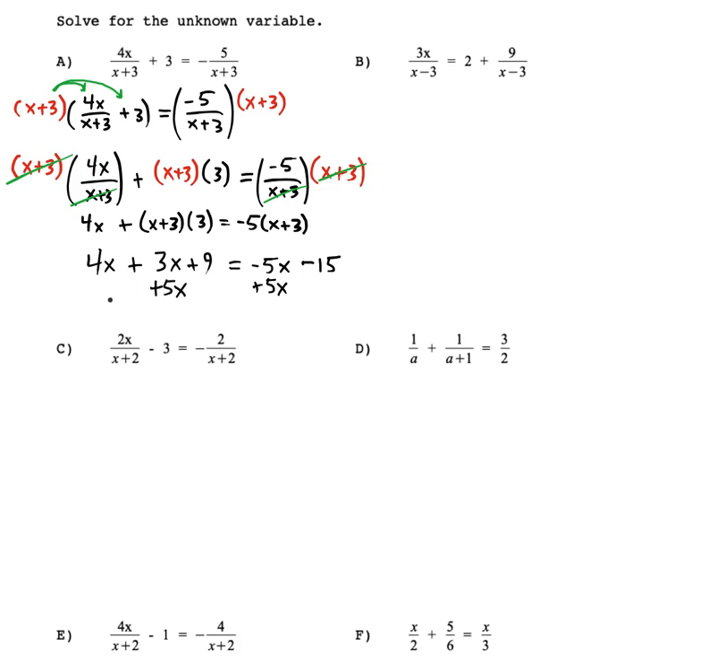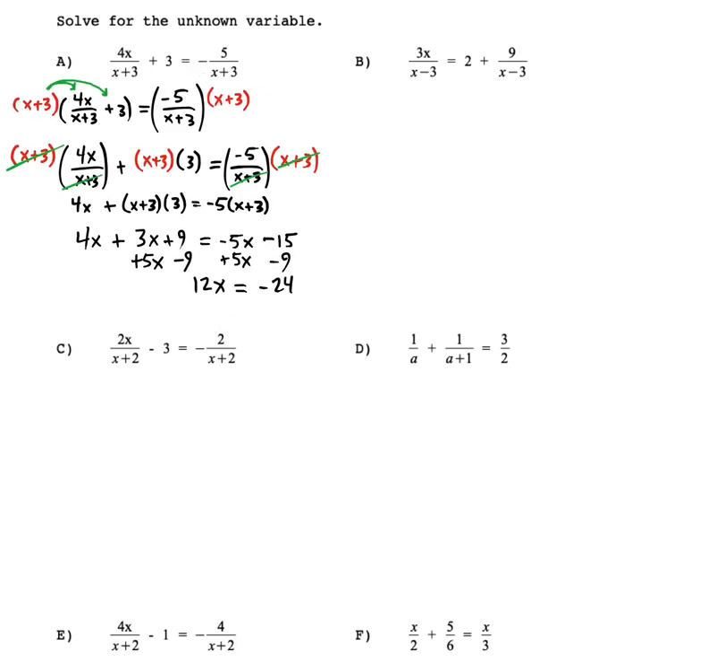And we want to get the 9 away from the x's, so I can move the 9 to the right. This will give us 4x plus 3x plus 5x, which is 12x. And over here we'll have negative 24, it looks like. So our final answer becomes x equals negative 2.